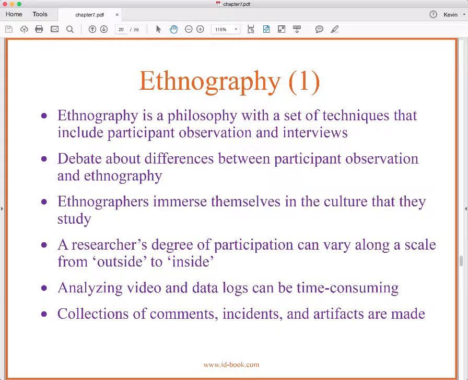Now, what's ethnography? Well, ethnography is a field of social science research. It's a philosophy with a set of techniques that include participant observation and interviews. And there's a debate in the literature about the differences between participant observation and ethnography. But ethnographers immerse themselves in the culture that they study.